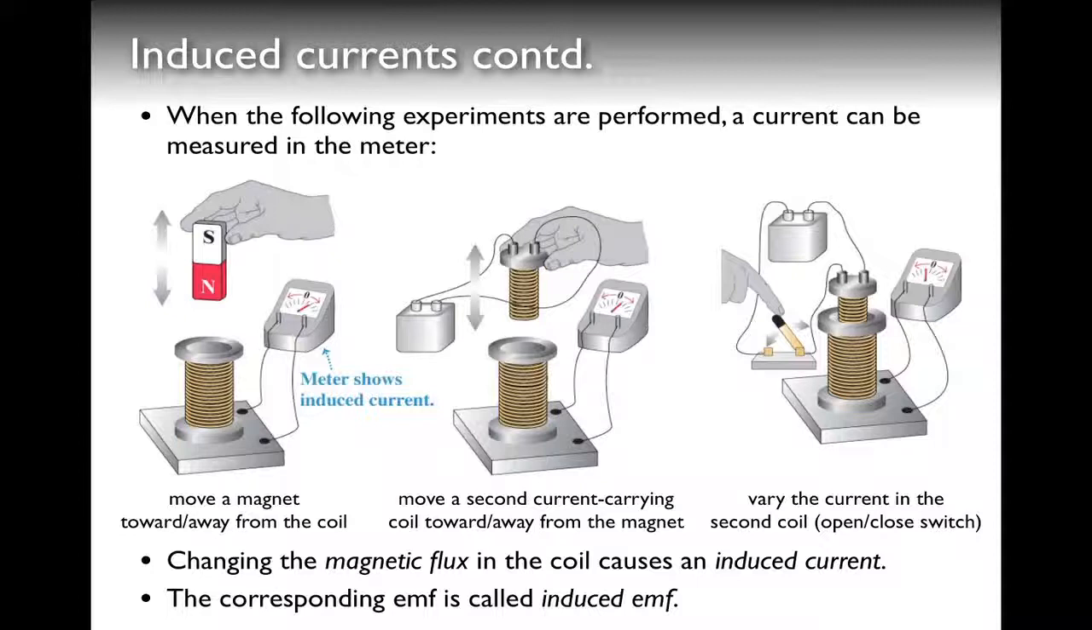So what we notice is that by changing the properties of the system, in the sense that we change the magnetic field and/or the area, and this is known as the magnetic flux, which I will introduce in the next slide, we actually have an induced current. And this induced EMF is called the induced EMF.